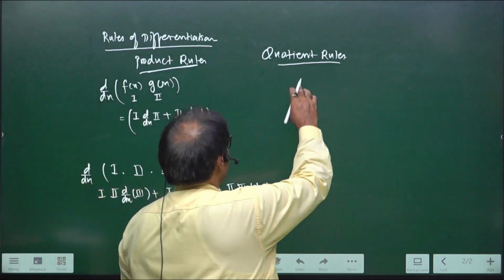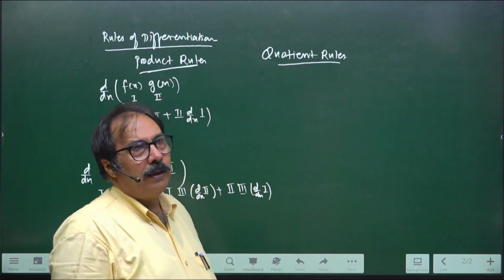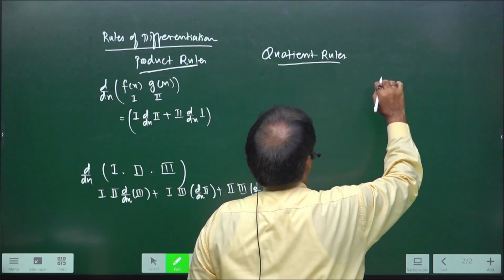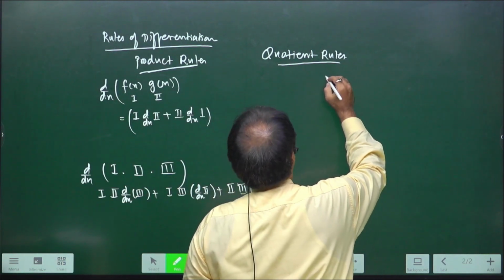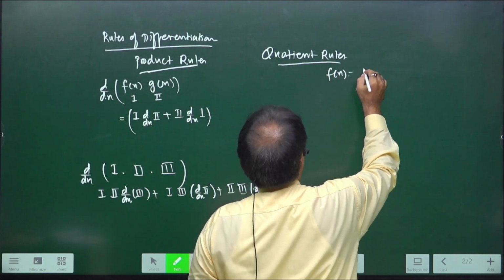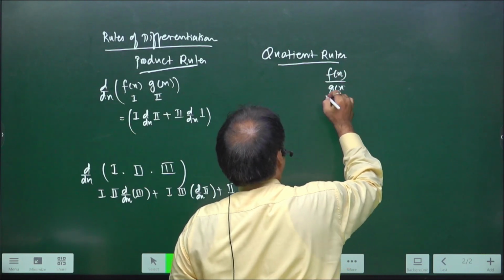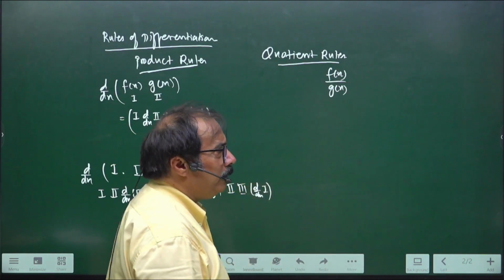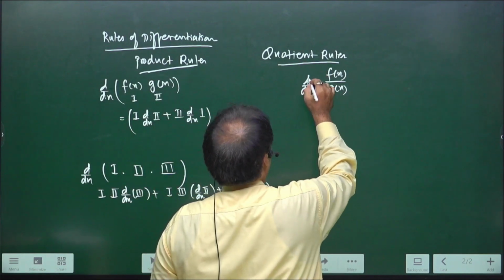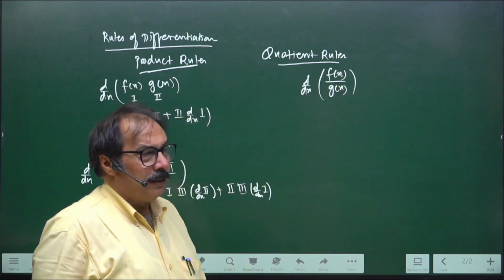Now we will discuss the quotient rule. The quotient rule is applicable when the function is in the form of a fraction, with a numerator and denominator. Suppose the function is f(x) upon g(x). Here d means derivative and dx means with respect to x, so we want d by dx of f(x) upon g(x).